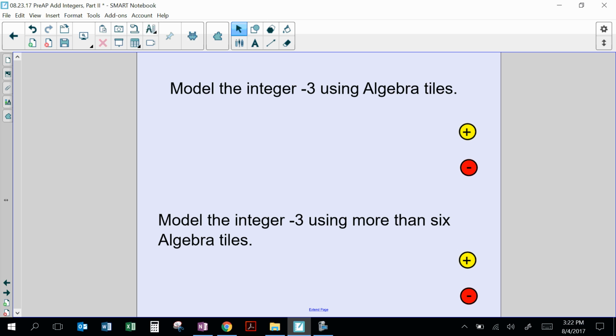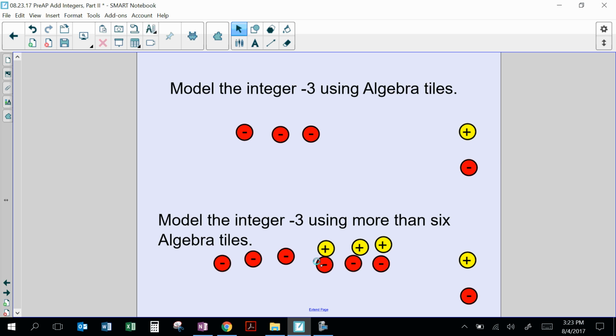Model the integer -3 using algebra tiles. Can you model the integer -3 using more than 6 algebra tiles? So here's -3. How can I keep it as -3? How can I put more algebra tiles without changing the value of this -3? 0 pairs, 0 pairs, 0 pairs, and more 0 pairs.